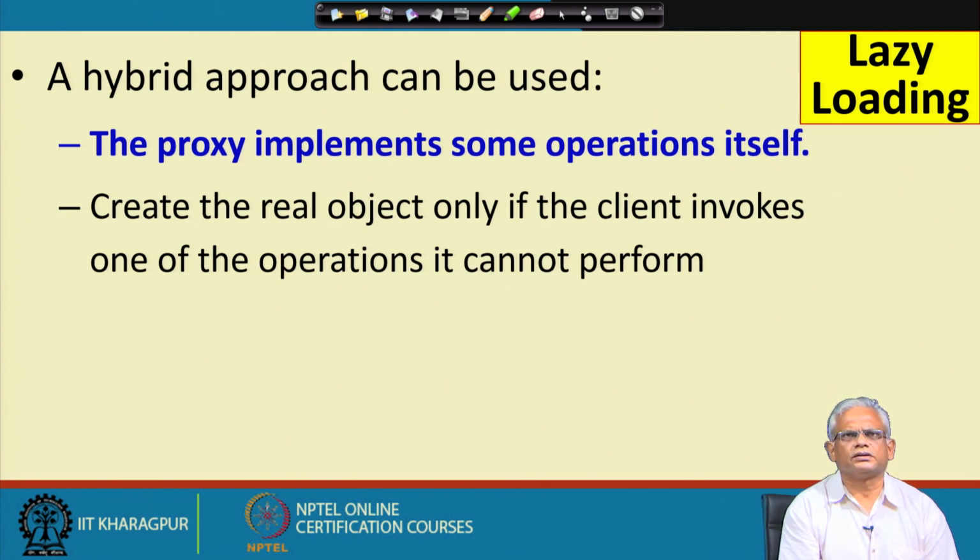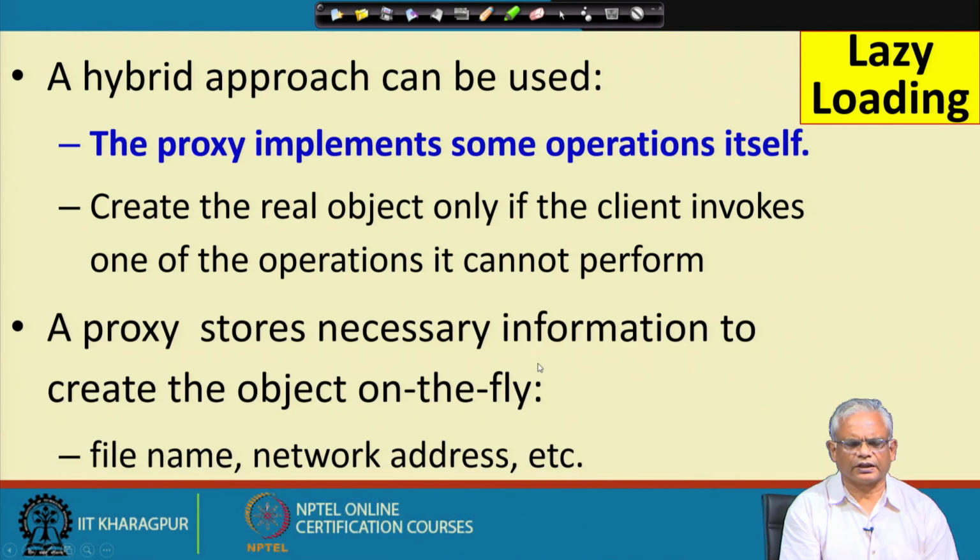As we are mentioning, sometimes the proxy might implement some of the operations itself, and here as the client invokes those methods which the proxy can answer satisfactorily, it does not delegate to the real object. And the proxy stores the necessary information to create the server object on the fly, for example, the file name or the network access address if it resides across the network.